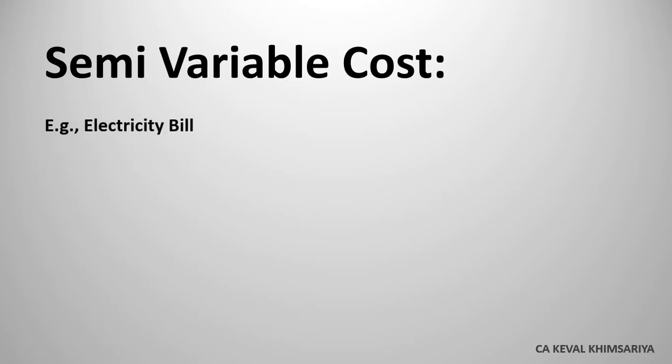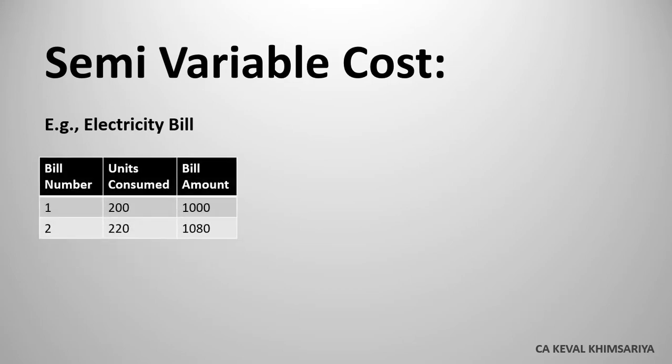So let's take one example of electricity bill. Okay, so first bill, let's say in January units consumed were 200 units and bill amount was 1000 rupees. In February units consumed were 220 units but the bill amount was 1080 rupees. So now I have to calculate what would be my March bill amount if I consume 250 units. By looking at it, it seems to be variable cost, that is if I divide bill amount with the number of units consumed, I'll get a unit value.